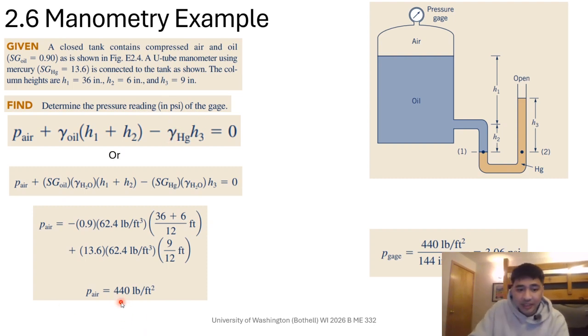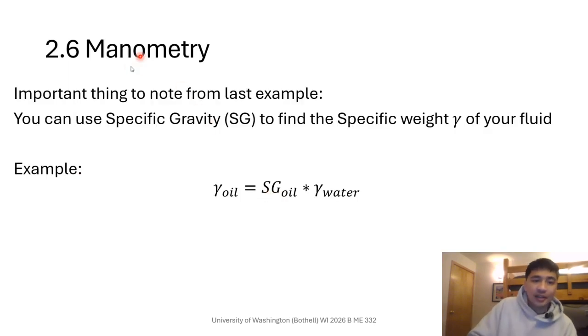And here you get your answer in pounds per foot squared. Convert that to PSI, and here's your answer. A lot of times, just to save time, once we get these variables, just plug and chug. I will try to be prepared and have the answer for you, because you all are probably pretty expert at your calculators by now. So, the important thing to know from the last example, like I said, is that you can find the specific weight of your oil if you have the specific gravity of the oil and the specific weight of water.